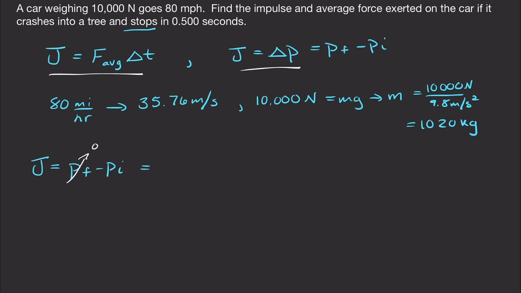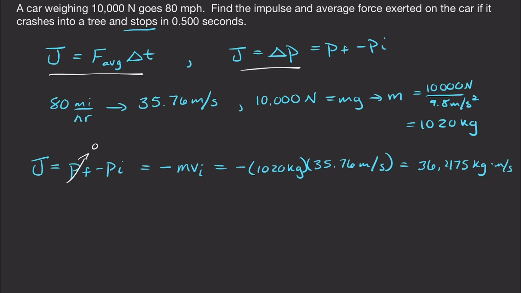So this leaves us with minus the initial momentum, or minus mvi, which is minus 1,020 kilograms times our velocity, 35.76 meters per second. And that equals 36,475 kilograms meters per second. Okay? Or we could write this as 3.6 times 10 to the 4th kilograms meters per second.